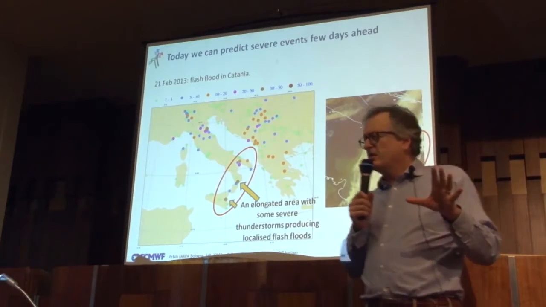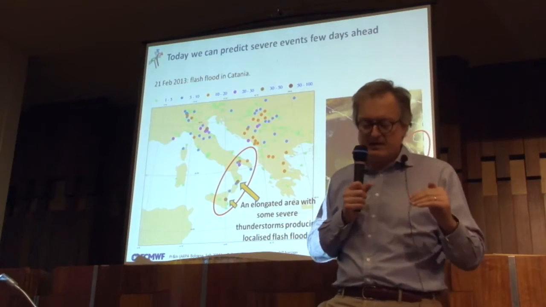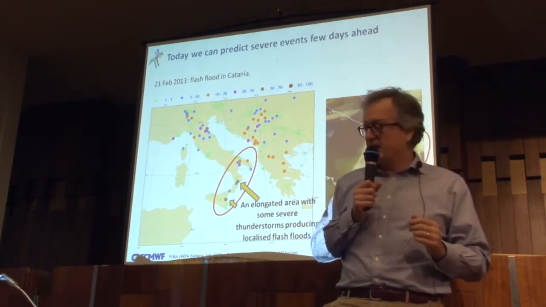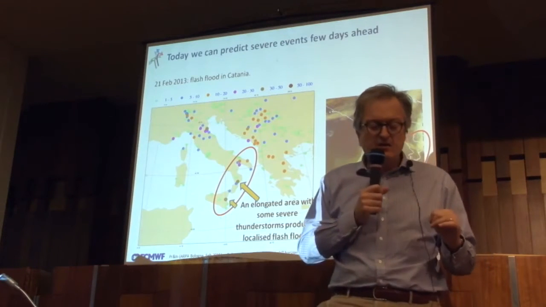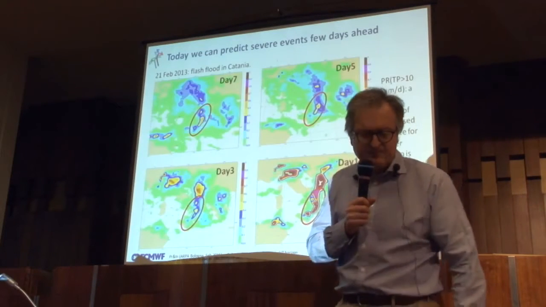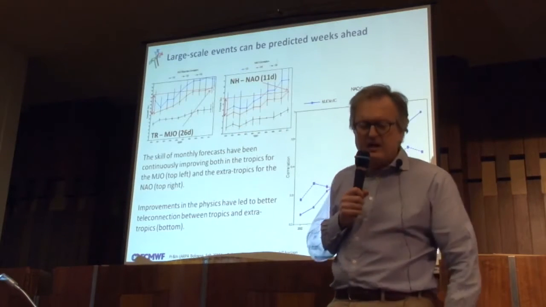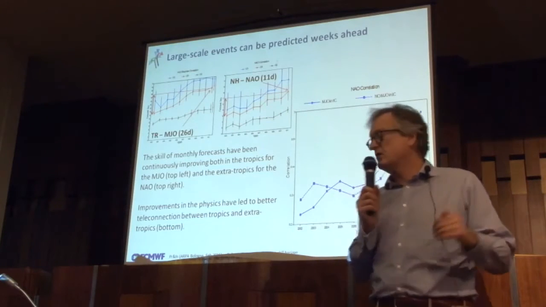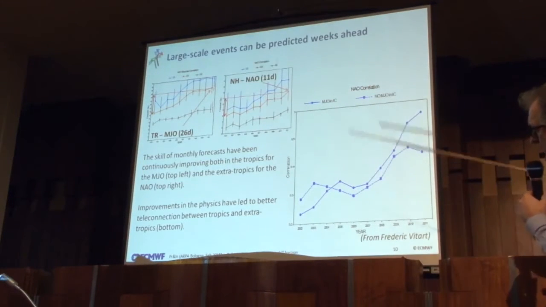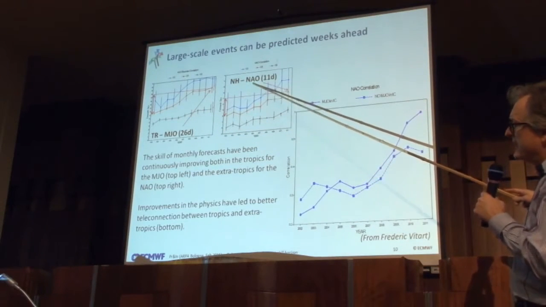So this is what we know from theory, but actually if you think about the last 10 years of prediction, we know that we can do better than that. We can still predict severe events at some grid points only a few days ahead, like this storm that caused the flood in Catania of 2013. So there are phenomena that still are predictable only a few days ahead. But there are other phenomena that we know we can predict much longer ahead, like the MJO, the most important low-frequency organized convection pattern that propagates in the tropics, or the NAO, the North Atlantic Oscillation.